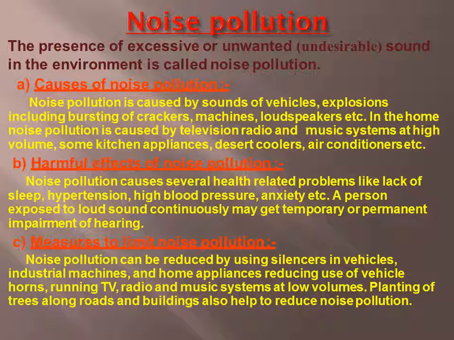Now let's talk about the third point, that means measures to limit noise pollution. How can we reduce noise pollution? There are various ways. We can reduce it by using silencers in vehicles, industrial machines and home appliances also. And less use of vehicle horns in traffic, on highways or in residential areas. Even TV, radio and music system can be run at low volumes, that can limit noise pollution.